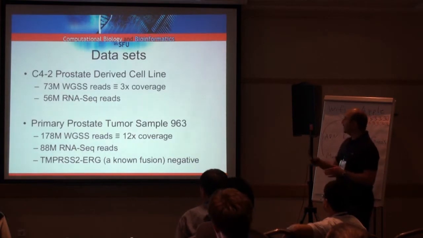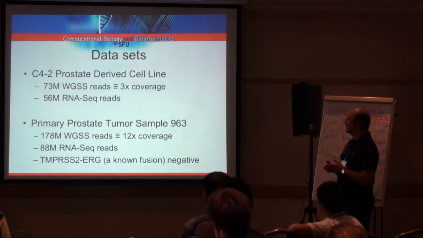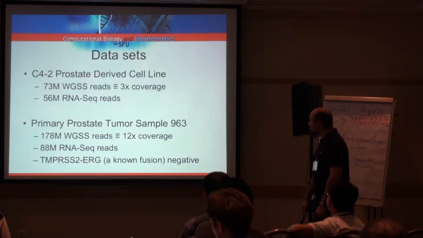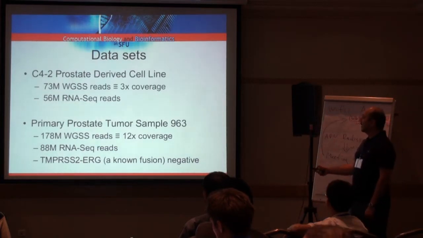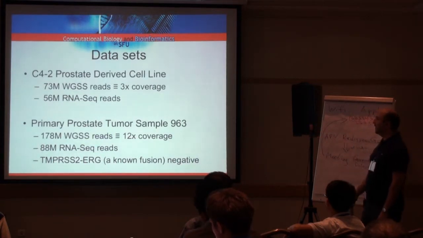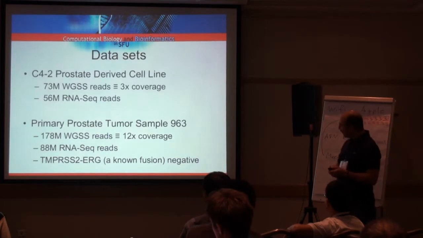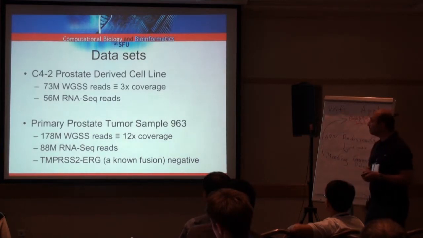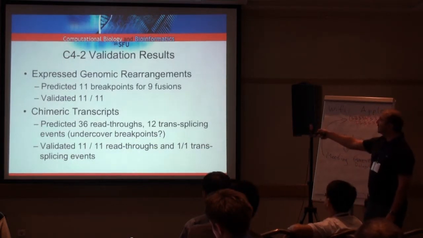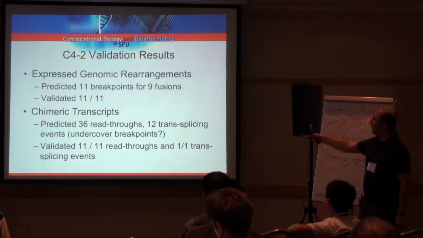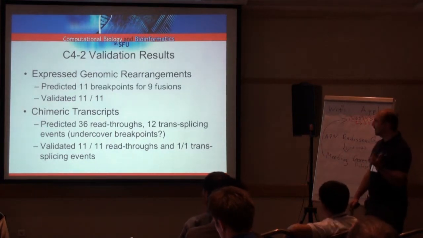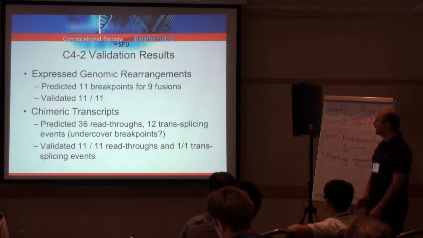So maybe I should say just a few words about what we were able to figure out. In the C42 prostate cancer cell line, and a particular tumor sample coded 963, we were able to observe several novel fusions. In particular, in C42, we predicted 11 breakpoints for 9 fusions and validated all of them. We also found some chimeric transcripts, those fusions that are expressed, but there's no genomic signature for them.